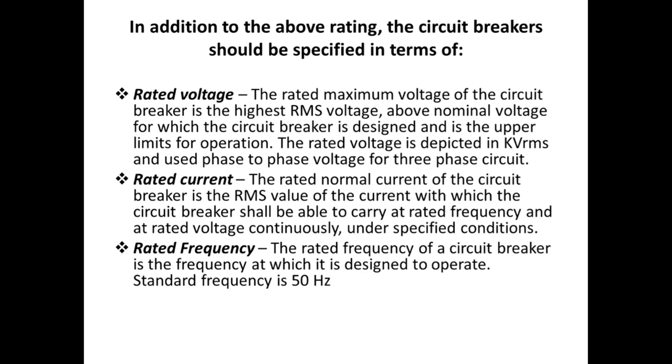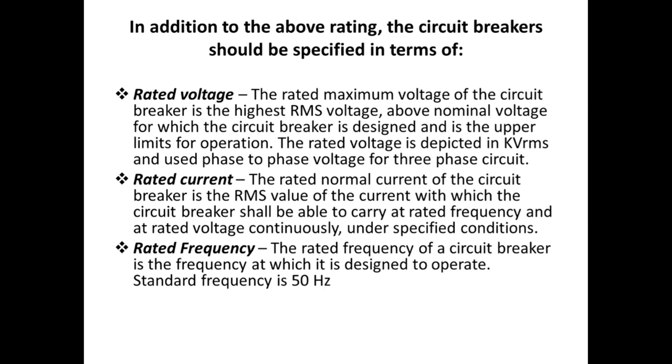The rated maximum voltage of the circuit breaker is the highest RMS or root mean square voltage above nominal voltage for which the circuit breaker is designed and it's the upper limit for operation. The rated voltage is depicted in kilovolt RMS and is the phase-to-phase voltage for a three-phase circuit. In rated current, the rated normal current of the circuit breaker is the RMS value of the current which the circuit breaker shall be able to carry at rated frequency and rated voltage continuously under specified conditions.